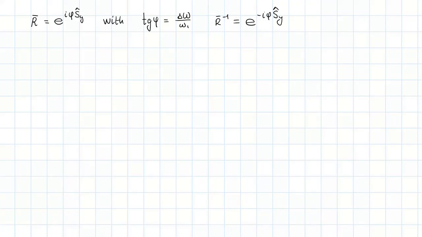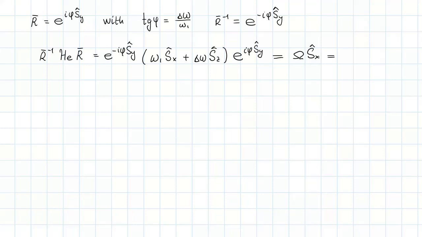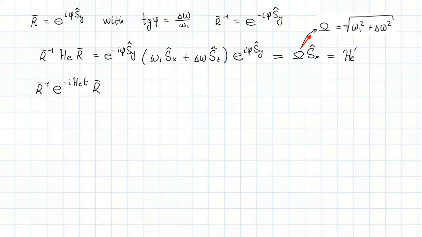Now, I make a statement: the unitary transformation of He simplifies our Hamiltonian to just one term, proportional to Sx, with the coefficient capital Omega, defined as the absolute value of the sum of the vectors delta omega and omega 1. The transformed Hamiltonian is denoted as He prime. Furthermore, it can be shown that the inverse R bar, e to the power minus i He t, R bar, can also be written in a simple form, e to the power minus i He prime t.